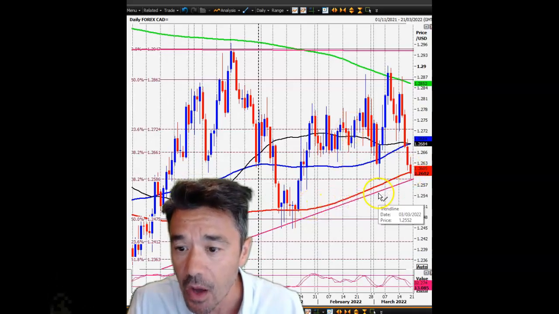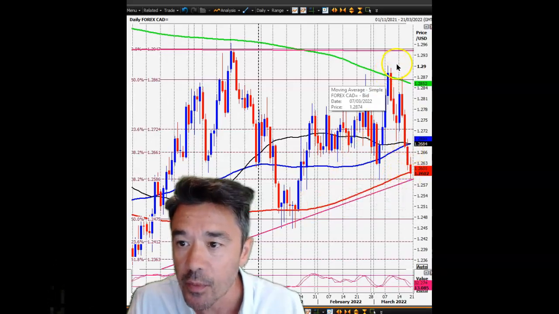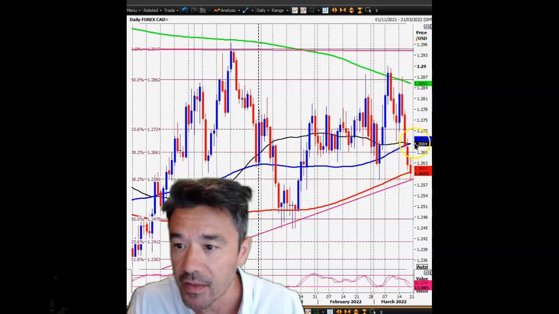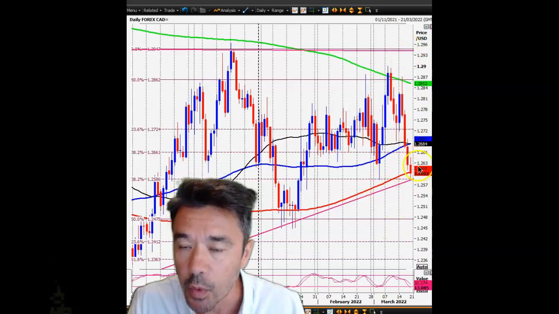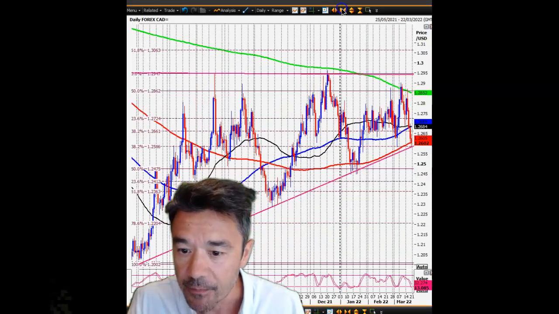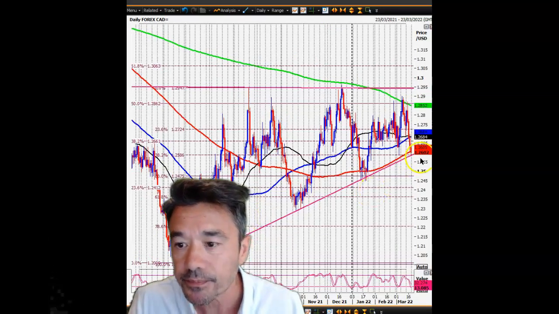So if that does hold, then obviously we've got scope for a significant recovery. Whether we get as high as the upper trend line up here, who knows? That would take weeks, of course. I can't see that happening in a matter of days. But I just wanted to point out to you how important that trend line is, that 200-day moving average, that trend line going all the way back to May 2021.